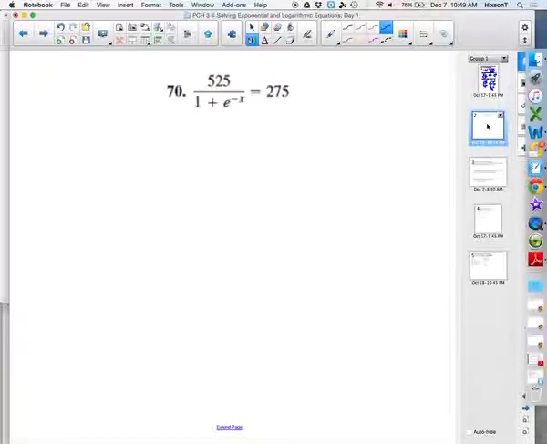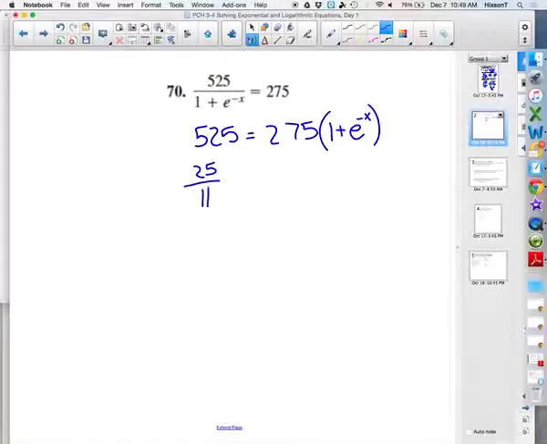Multiply to the other side. So, 525 is going to equal 275 times 1 plus e to the negative x. Alright, divide by 275. That's going to be 25 over 11 equals 1 plus e to the negative x. These are both multiples of 25. Alright, subtract 1. Now we have 14 elevenths equals e to the negative x.